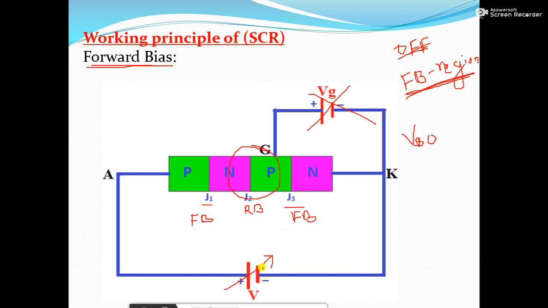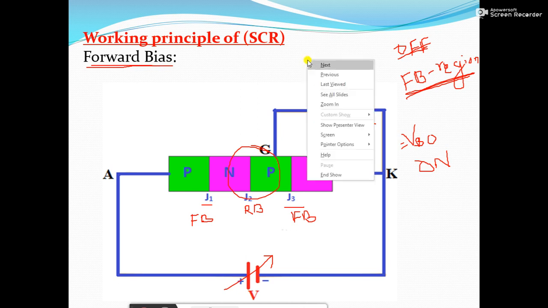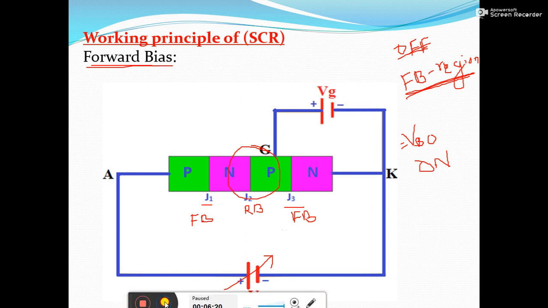Once the applied potential becomes equal to VBO, the junction J2 will break down, a large current will result, and the SCR is said to be in on condition. Till now we have not used the gate terminal here. So let us erase this. Let us consider this condition, the forward blocking state.